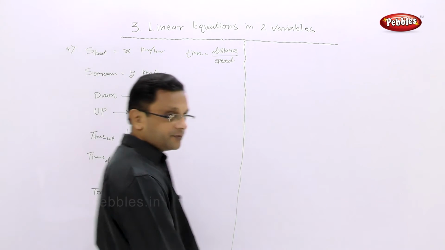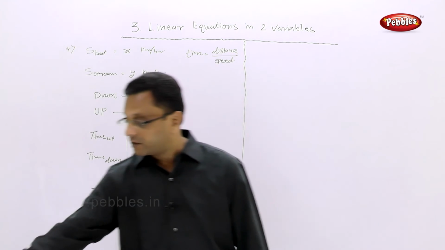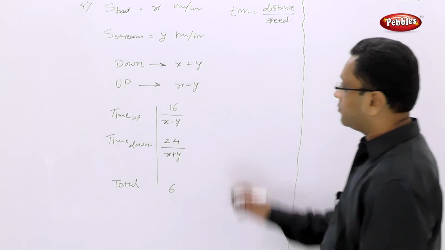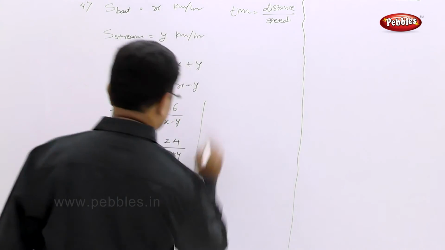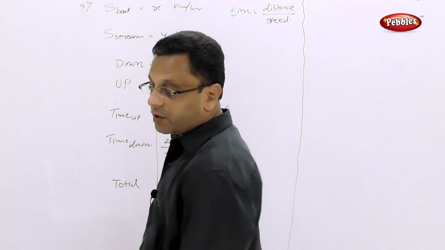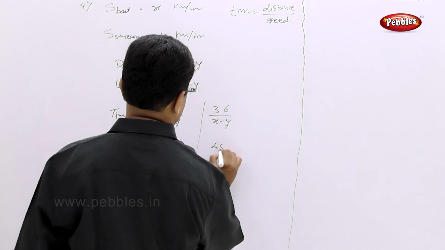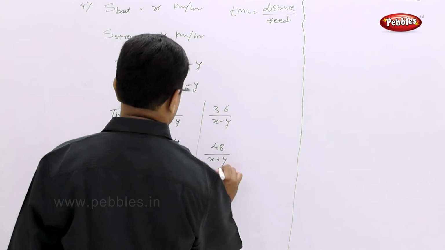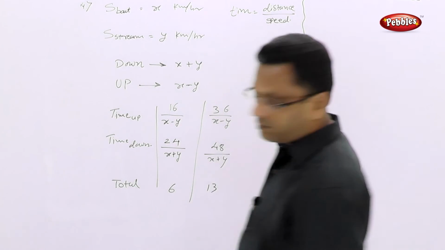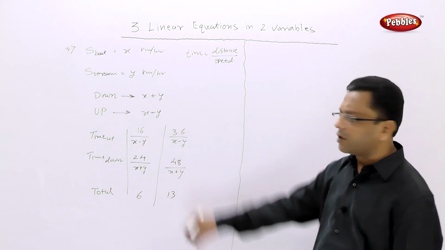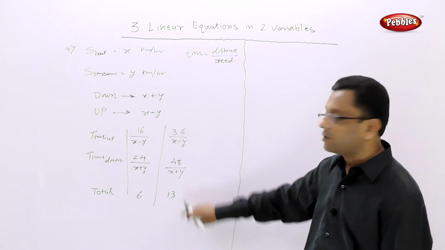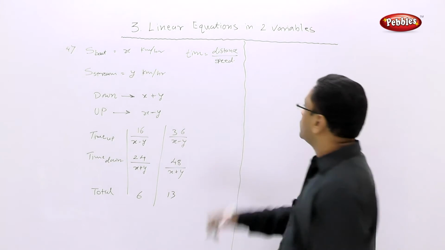And in the second condition they say that 36 kilometers upstream and 48 kilometers downstream, the total time taken is 13 hours. Simple. Now we get two equations, right? This plus this is 6 and this plus this is 13. Let us write those equations.